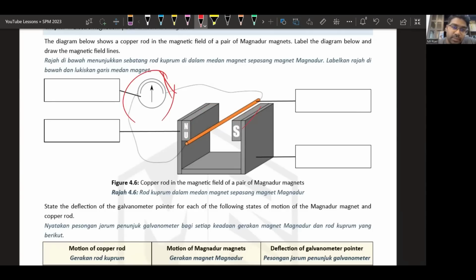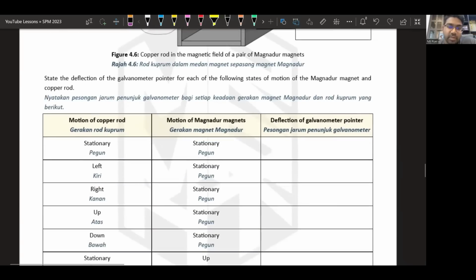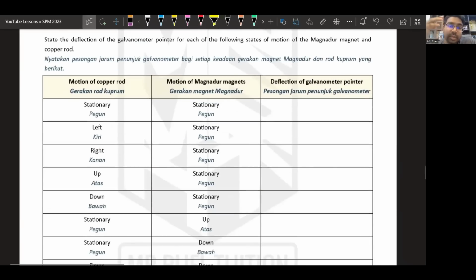All right, so now electromagnetic induction. Always remember the induction right hand rule, Fleming's right hand rule. What will happen to the motion of the copper if both are stationary? Electromagnetic induction can only happen when there is a cutting of the magnetic flux. In this case, if both are stationary, the flux is not being cut, there is no deflection. The needle does not deflect.